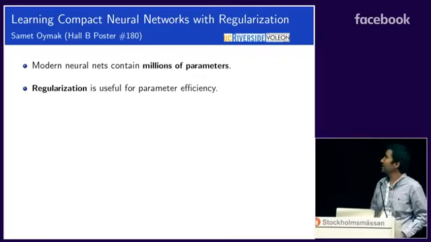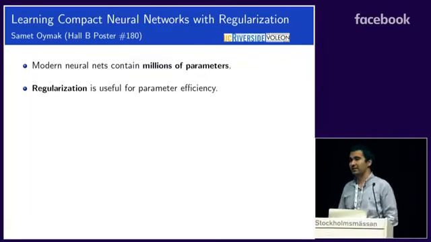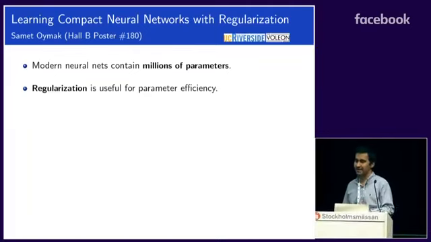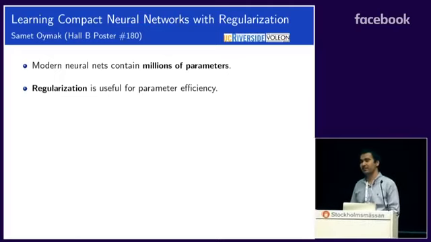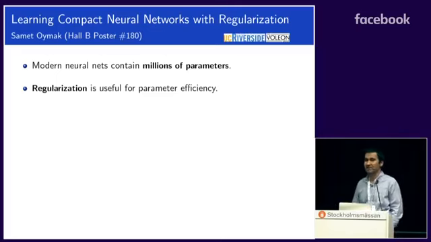As you know, production deep learning models contain millions of parameters, and it is important to have parameter efficiency to make sure that the training process goes smoothly, or the eventual model we find has some nice properties such as generalization. So regularization heuristics are pretty useful to achieve that. So what do I mean by that? Let me give you some examples.